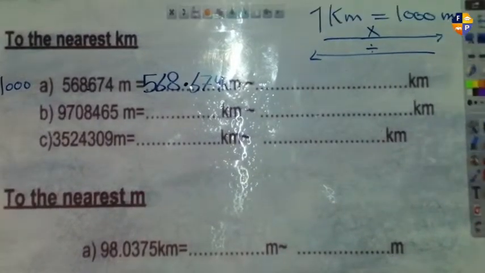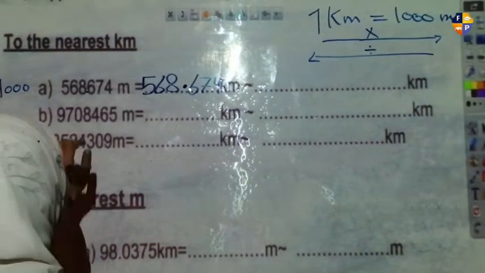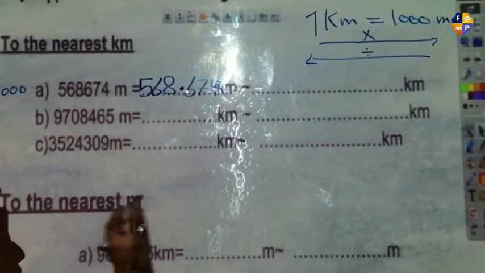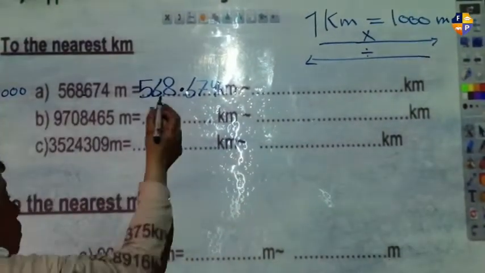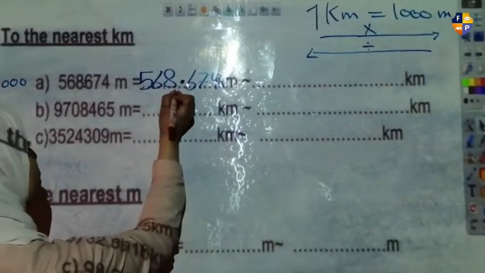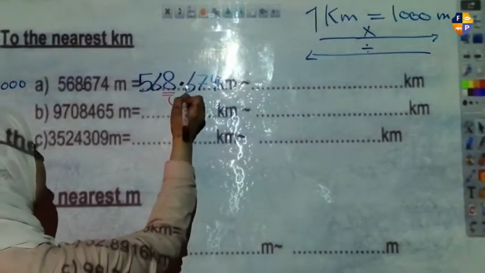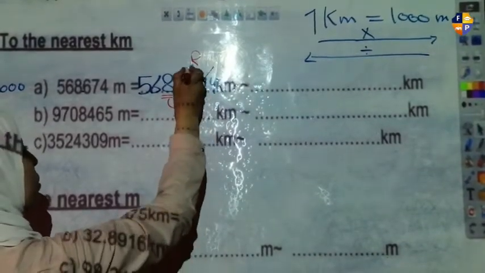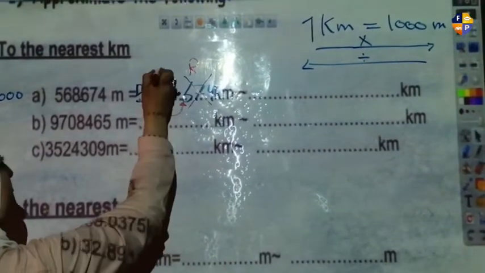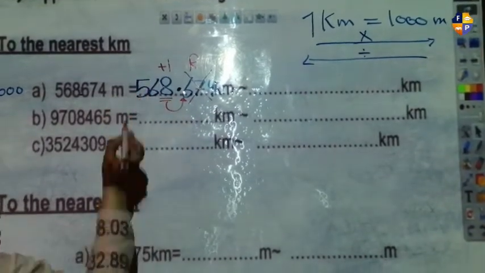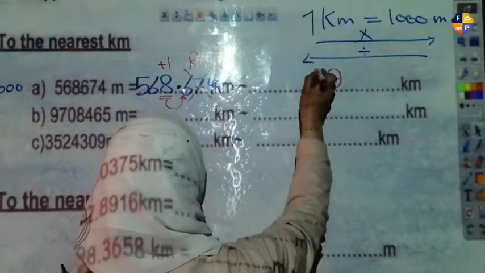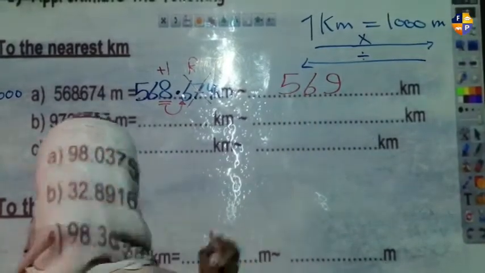Okay. After we divide the number by 1,000, now we will approximate to the nearest kilometer or to the nearest unit. Underline the digit in units. Look at the digit in tenth place. 6 is rich, so I will remove the decimal part and add 1 to units and keep the other digits as they are. 8 plus 1 equals 9 in units, 6 in tens, 5 in hundreds.